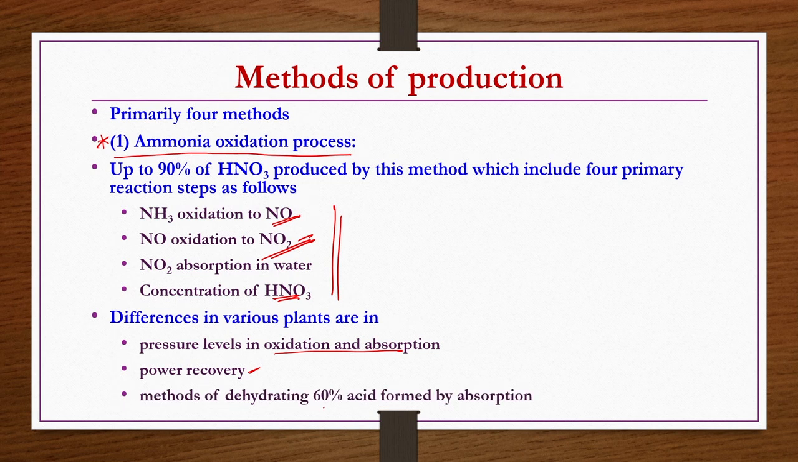And then the methods of dehydrating the 60% acid formed by absorption. By absorption, you can get only 57% to 60% acid. How are you increasing its concentration up to 95%? It is possible, so how are you doing it? What are the dehydrating methodologies followed by different plants? These may be a few variations found between different plants producing nitric acid.